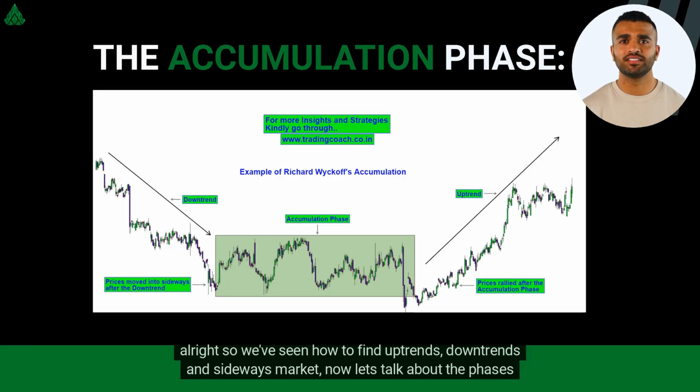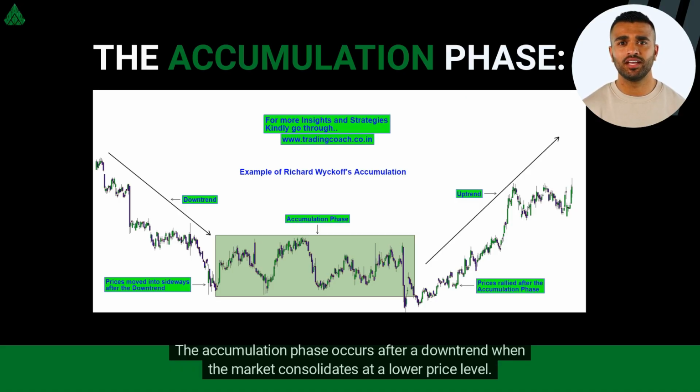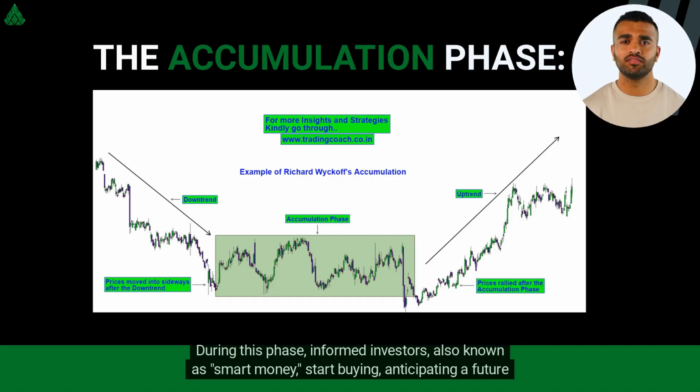All right, so we've seen how to find uptrends, downtrends, and sideways markets. Now let's talk about the phases of the market. Let us begin with the accumulation phase. The accumulation phase occurs after a downtrend when the market consolidates at a lower price level. During this phase, informed investors, also known as smart money, start buying, anticipating a future uptrend.